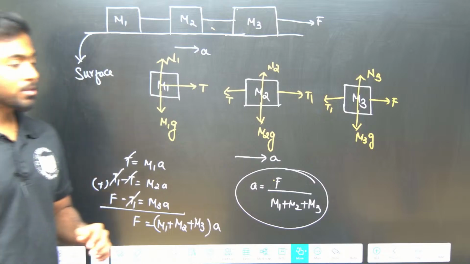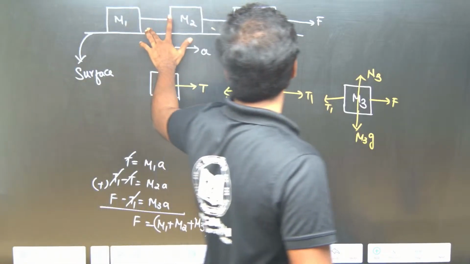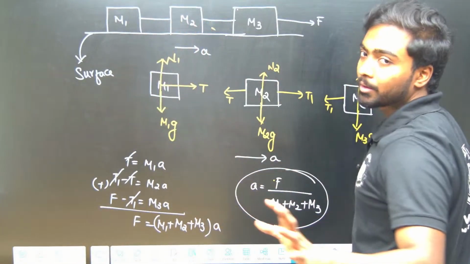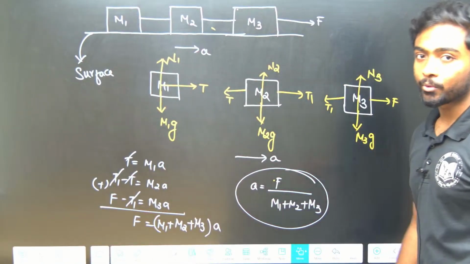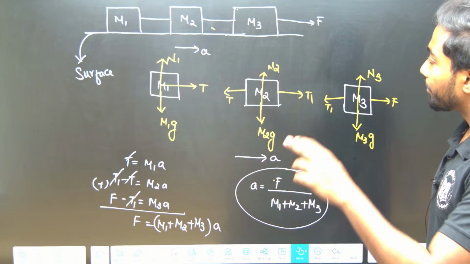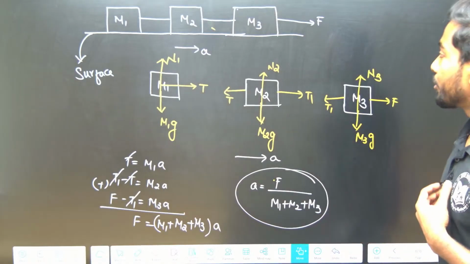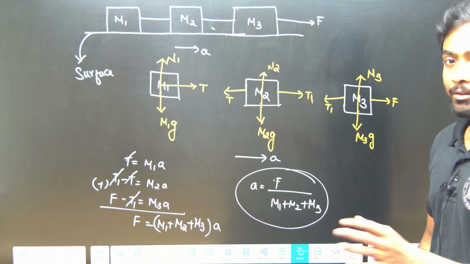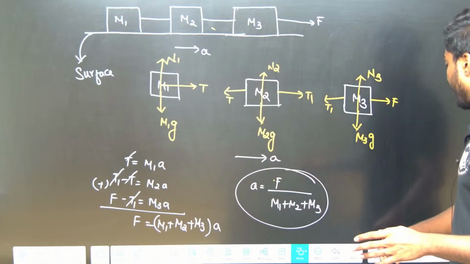Guys, try to understand that whenever ropes are given, it's a massless rope. We won't consider the mass of the ropes. When they give a mass, I need to consider it a massive rope. We will do a problem on this now.